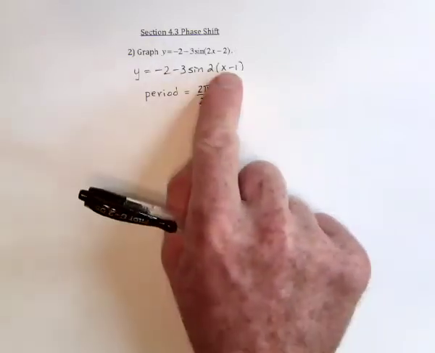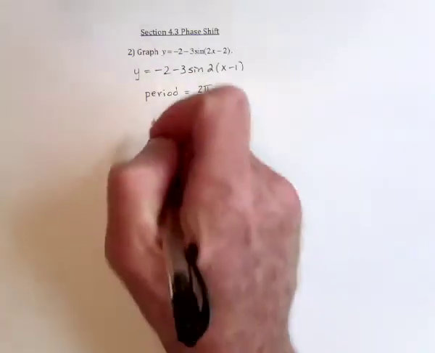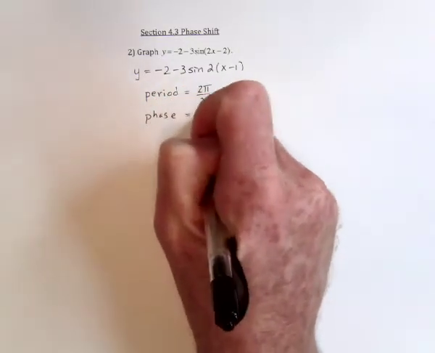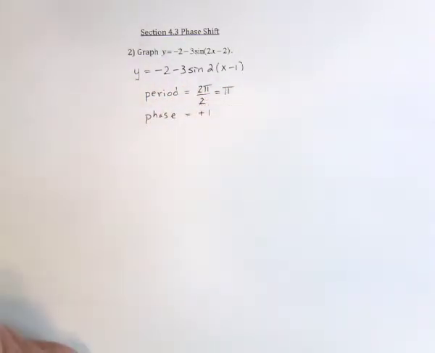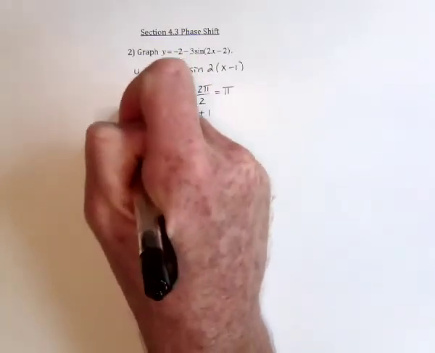The other x information is that it's being shifted to the right by 1. So the phase shift is to the right by 1, or plus 1. There is the x information.